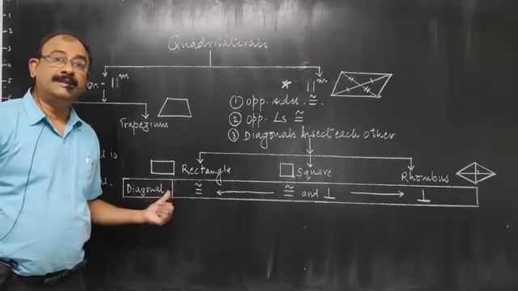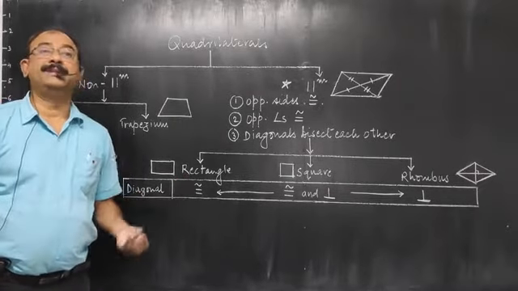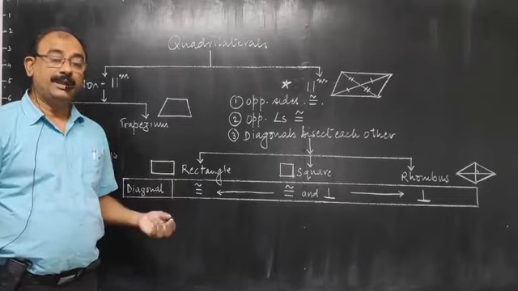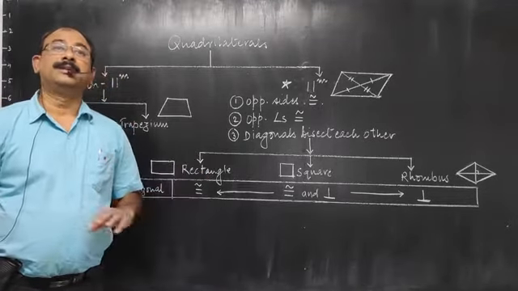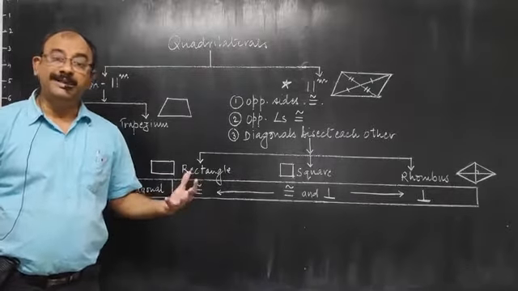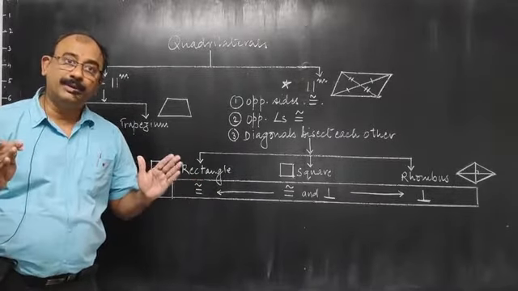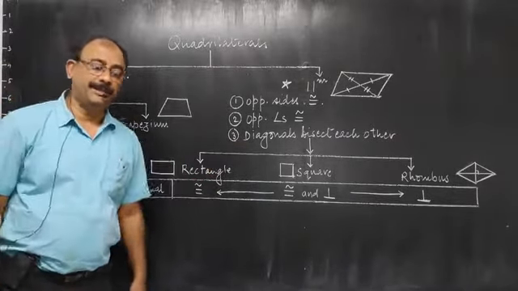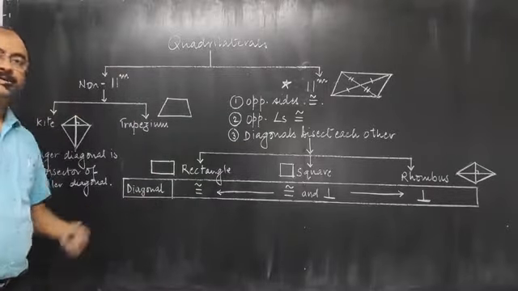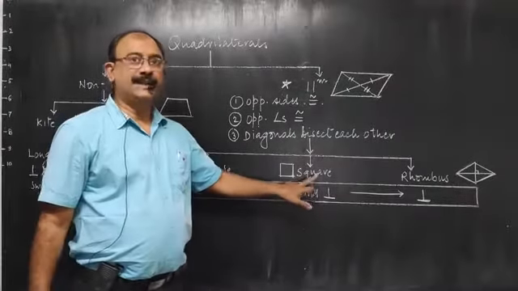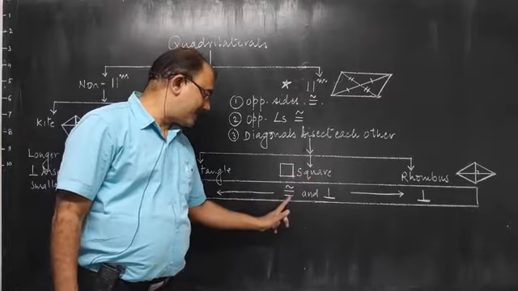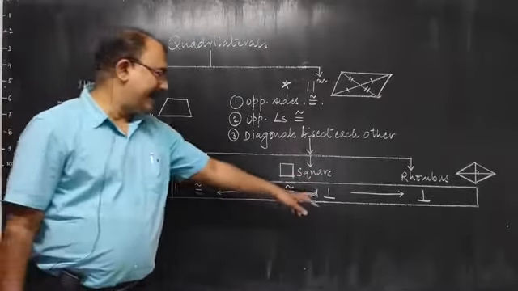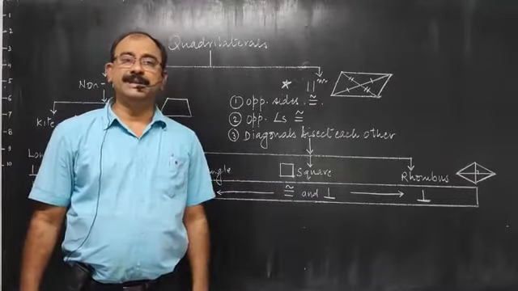Now we learn three important properties about their diagonals. Okay, diagonals of any quadrilateral play an important role in future mathematics. So what are the properties of diagonals? First I'll focus on the square. The diagonals of a square are congruent and perpendicular to each other.